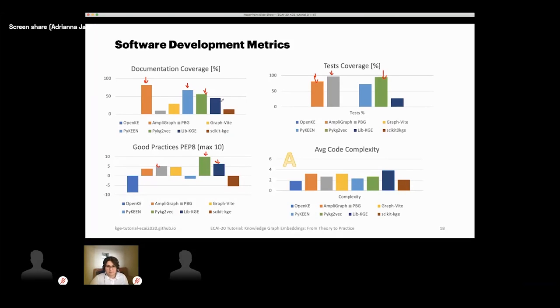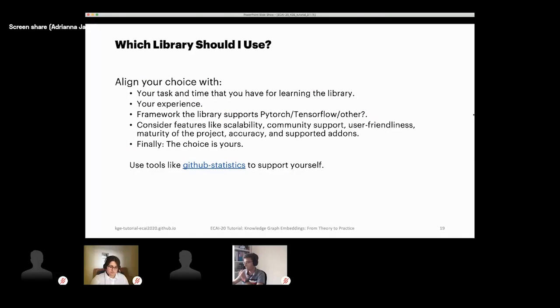So we can see that there are different levels of good practices, documentation coverage, and test coverage. We would like to have 10 in good practices and 100% documentation coverage and 100% test coverage. But sometimes it may not be possible, but that can suggest that the code is very readable and high quality. Then we have average code complexity. And here all the libraries were classed in class A, so it wasn't so complex here, so it was good.